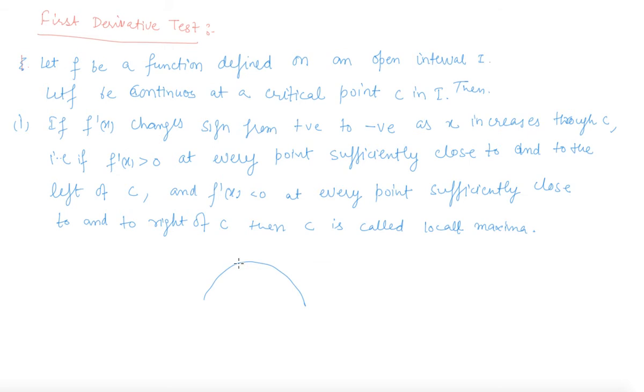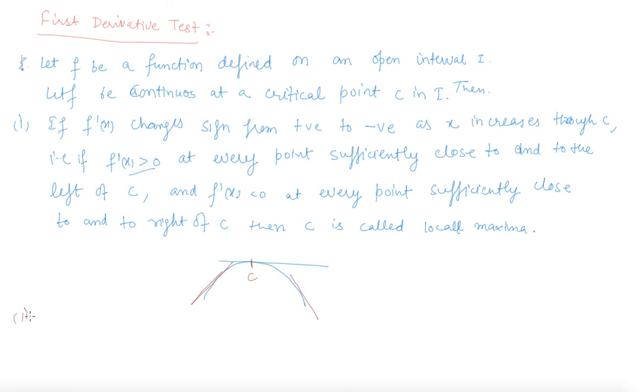So students, this is a condition like this. Let f dash x change signs from positive to negative as x increases through c. Means f dash x here is greater than 0. As you can see, the slope of this function is greater than 0. Okay, and here it is negative. So this c point is a local maximum.